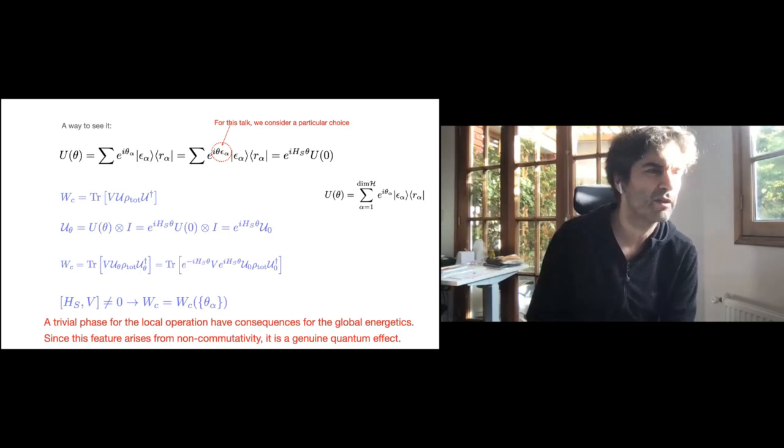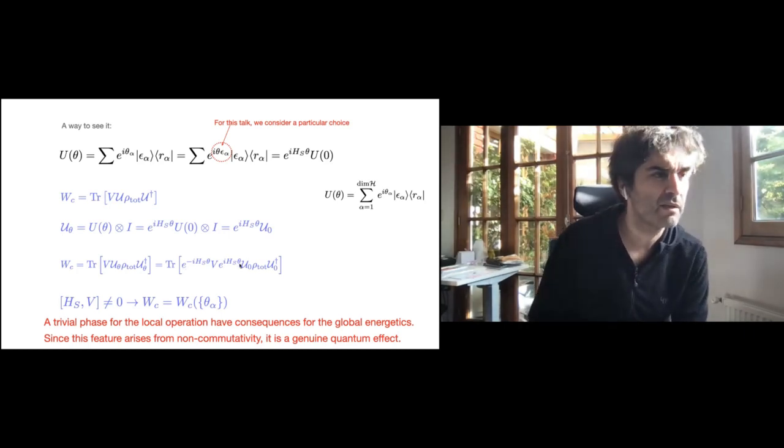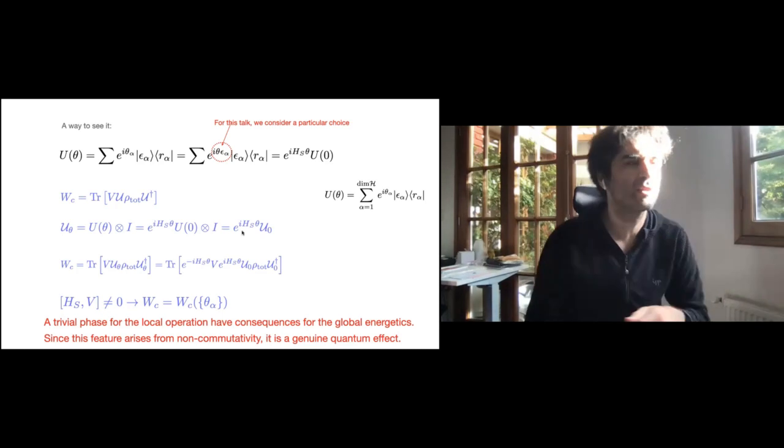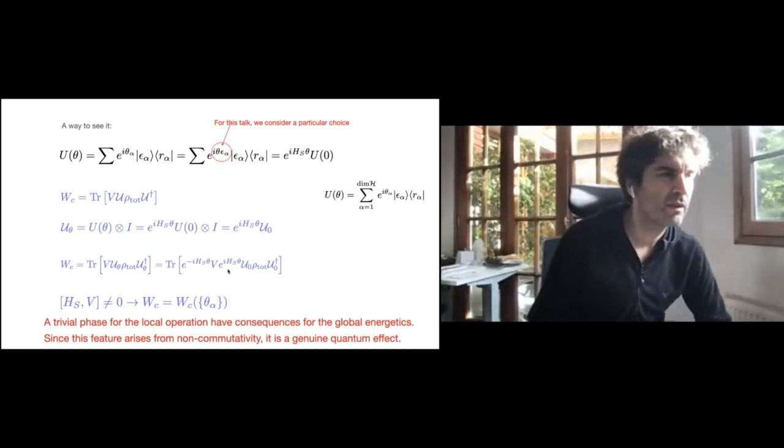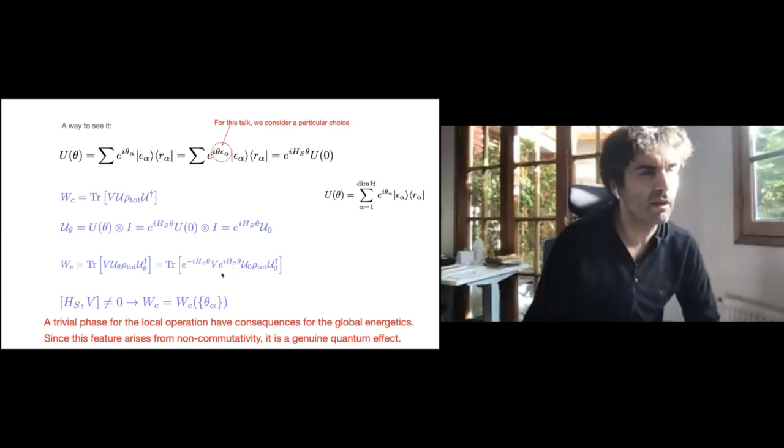So I plug this inside here, and because of the cyclic property of the trace, I can write it in this way, right? So I replace this here, and then I take the dagger. So this transposes the exponential with the U0, and then I move the exponential to the left. But then you see that when the charger system Hamiltonian does not commute with the interaction, this connecting work will depend on this phase theta.